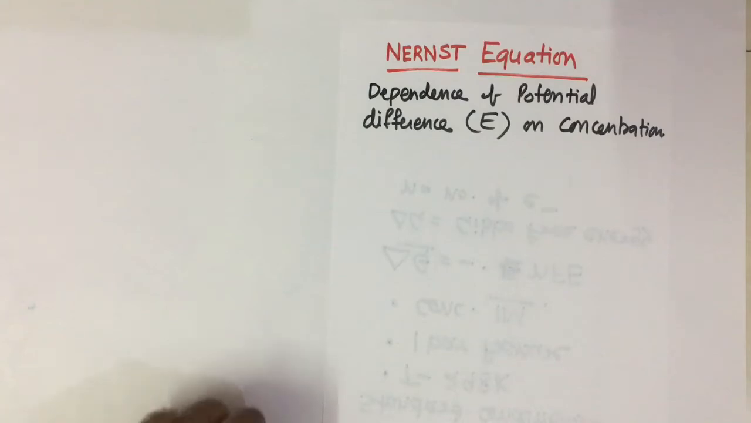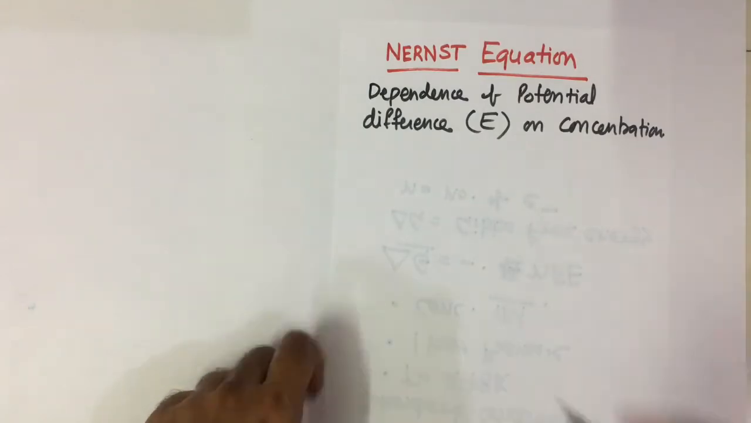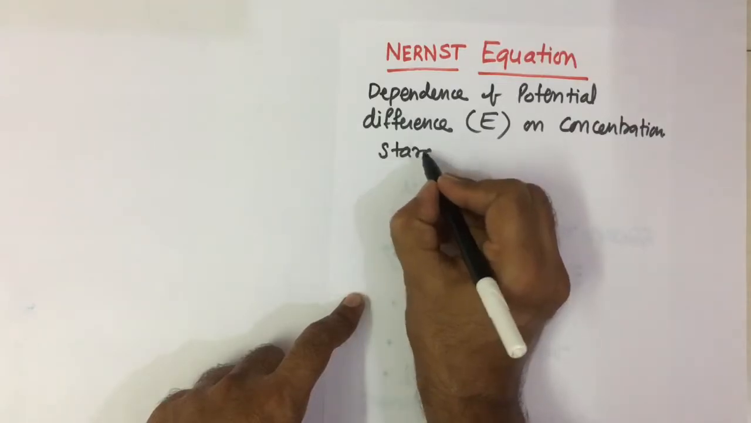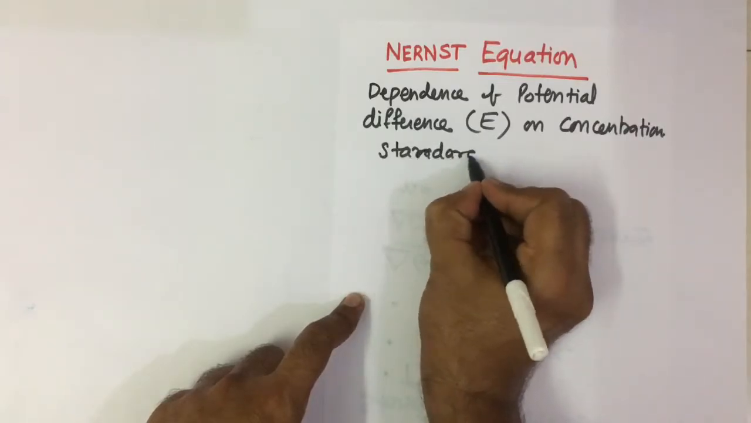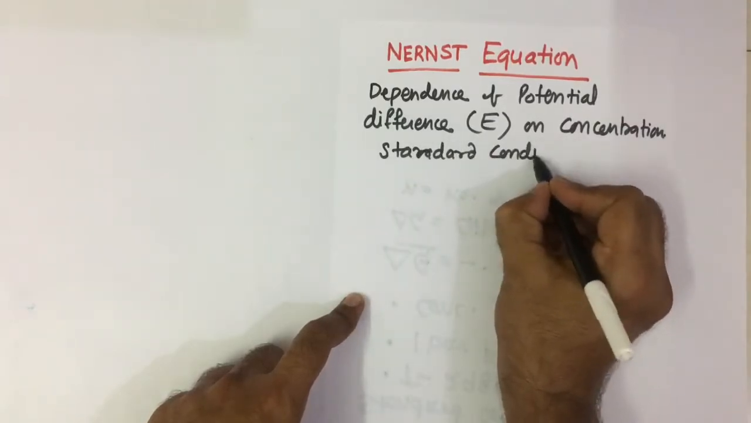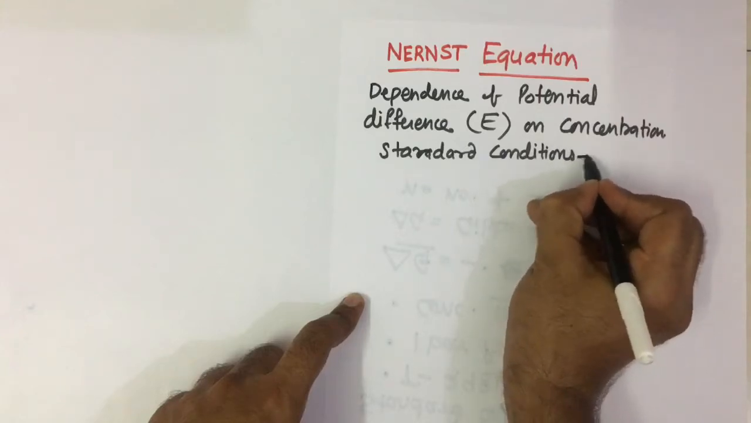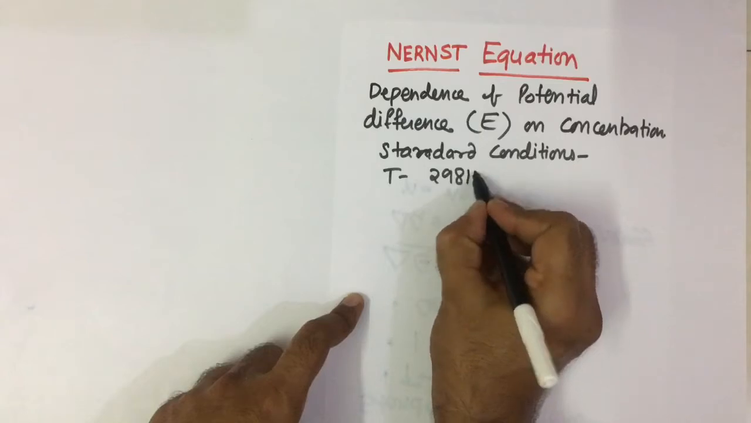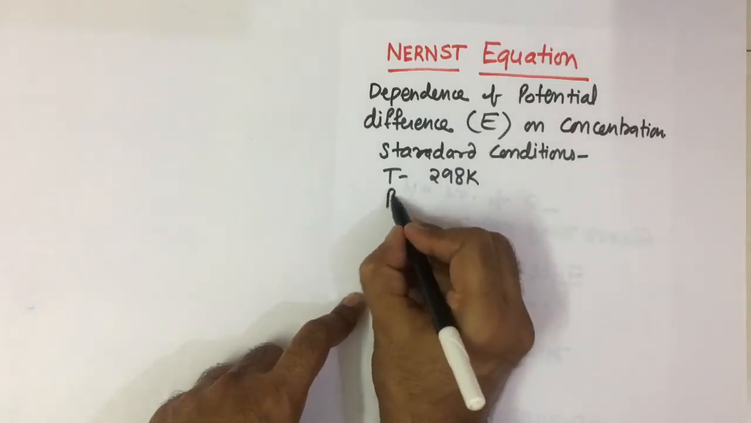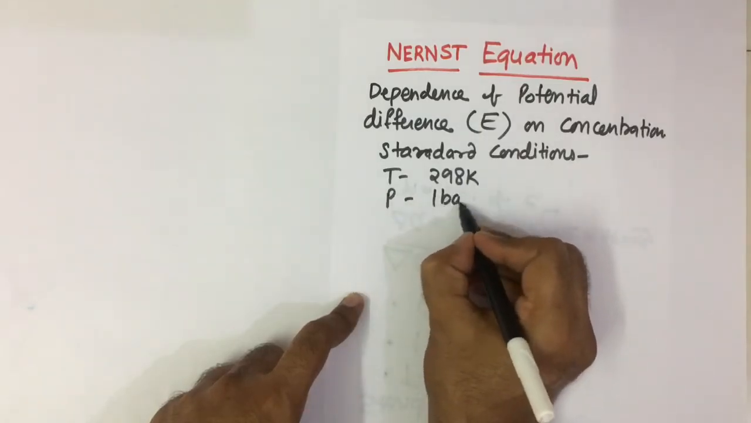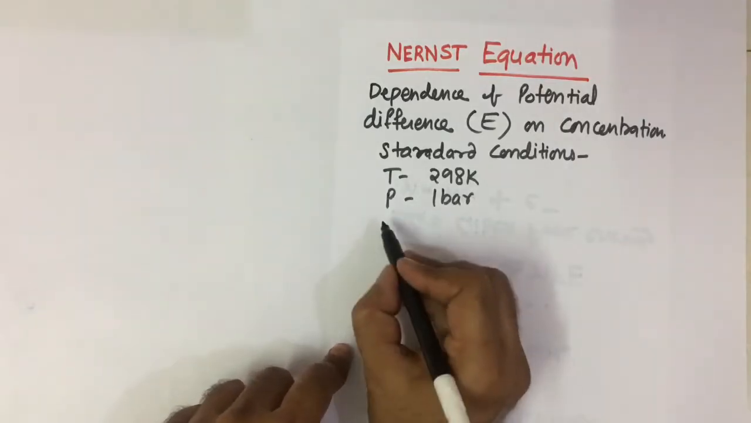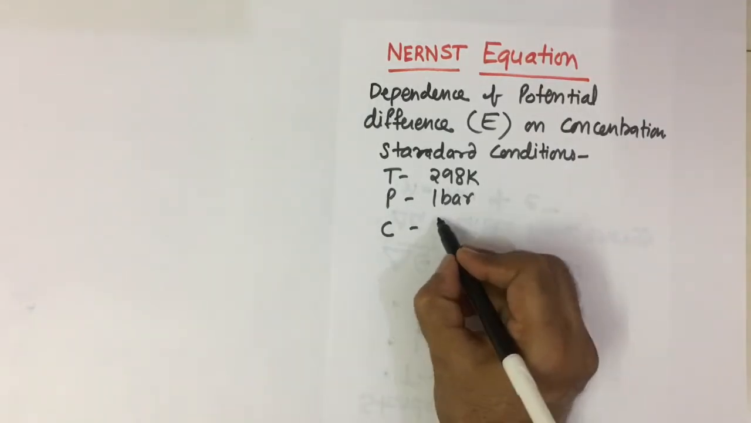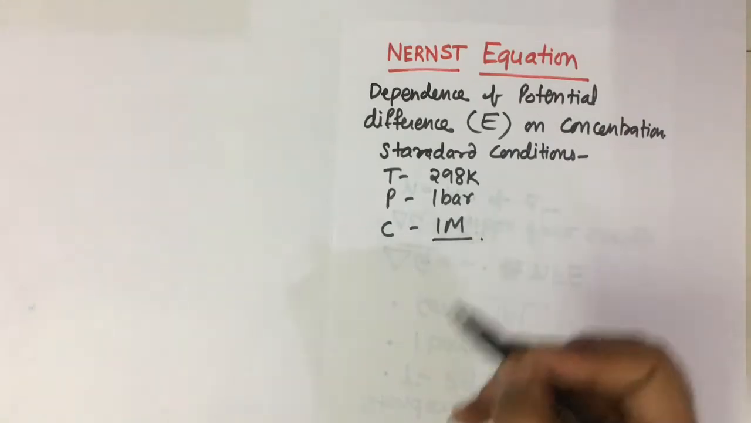Now the electrode potential given in the electrochemical series is the standard electrode potential, and it is measured under standard conditions. What are the standard conditions? Remember, in the standard conditions, temperature is 298 Kelvin, pressure is 1 bar, and concentration is 1 mole per liter.